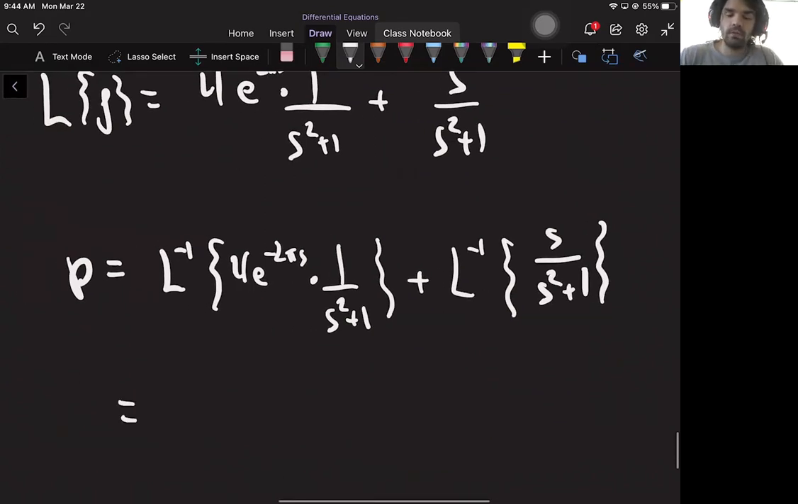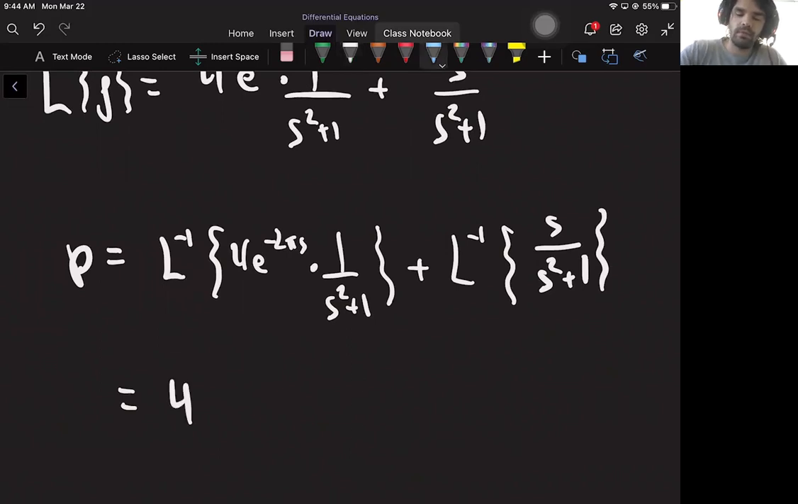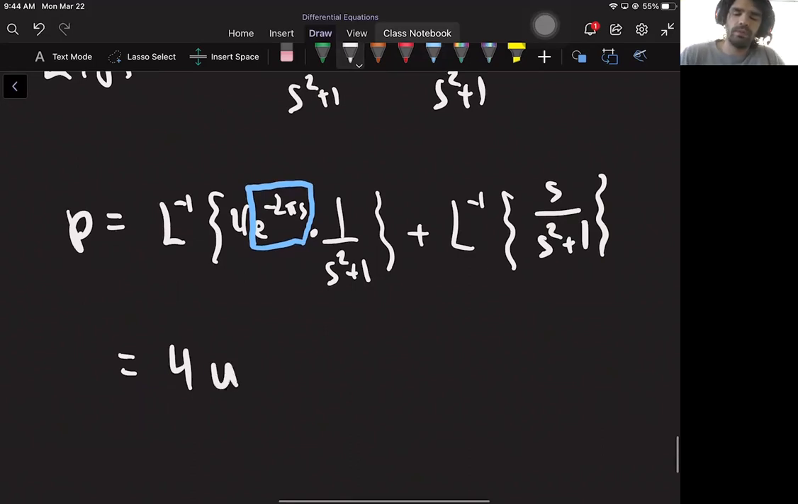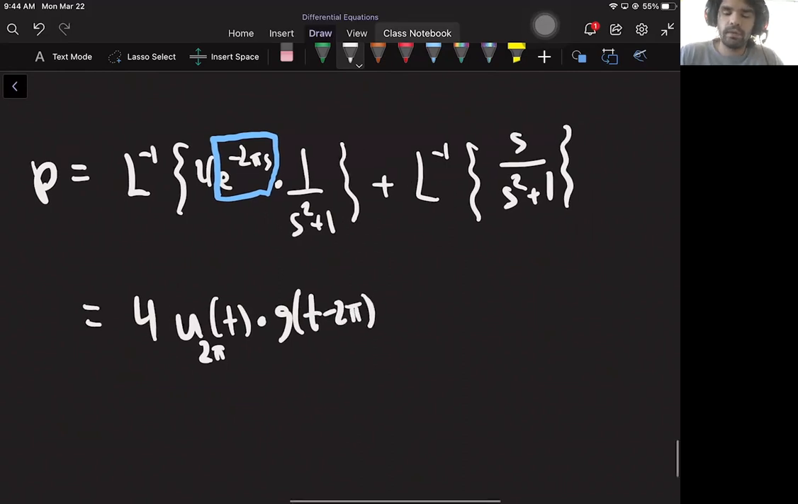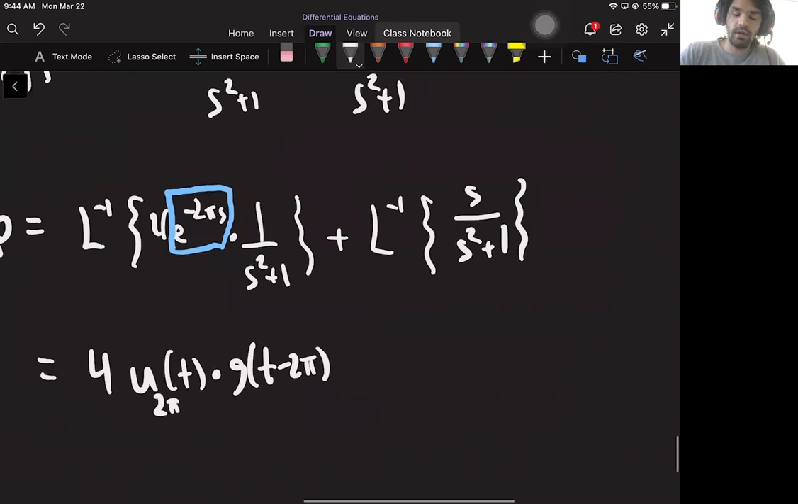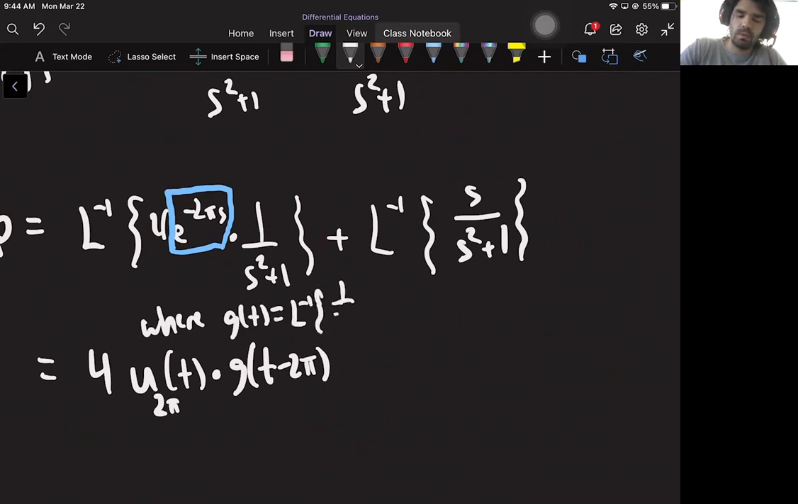Okay, so here in the first part, we just take out that 4, and then we remember that if you see an e to the negative something s, then when you inverse Laplace transform, that is going to turn into a unit step function shifted by that amount times some function that you need to figure out where you plug in t minus 2 pi. And that function that you need to figure out is the one whose inverse Laplace transform is this leftover bit here.